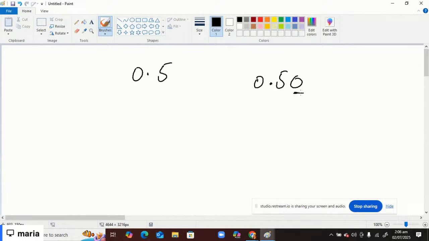This zero means nothing. If there are two zeros here, they mean nothing. If there are three zeros, they are nothing too. The only important things are these two digits. So this is 0.5 and that is again 0.5. When you add zeros on the right side, it means nothing, but when you put zeros on the left side, that changes the value.